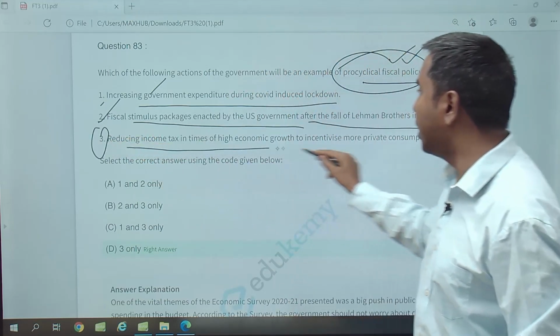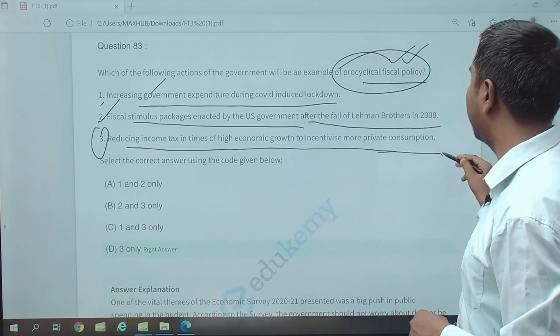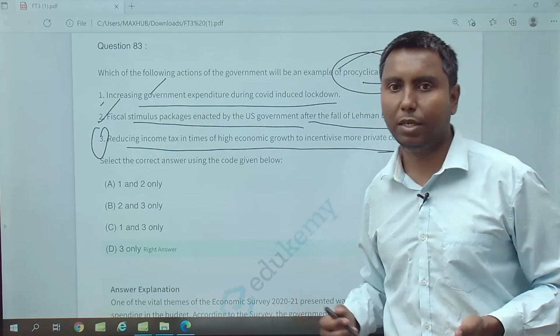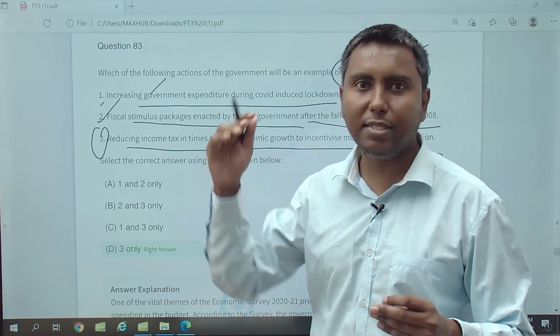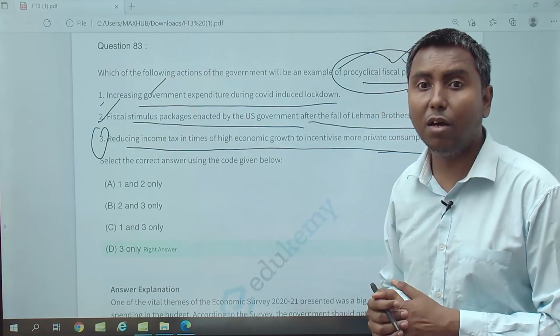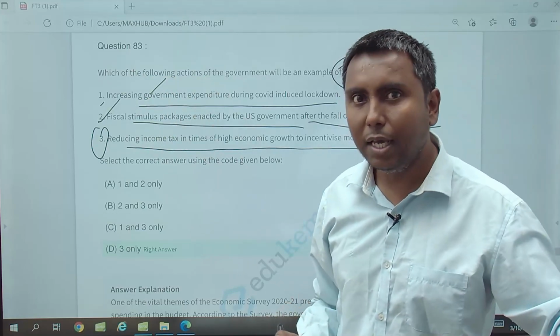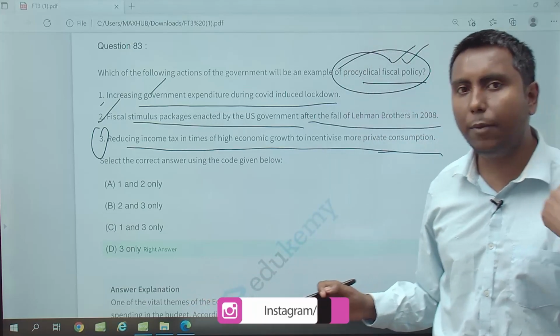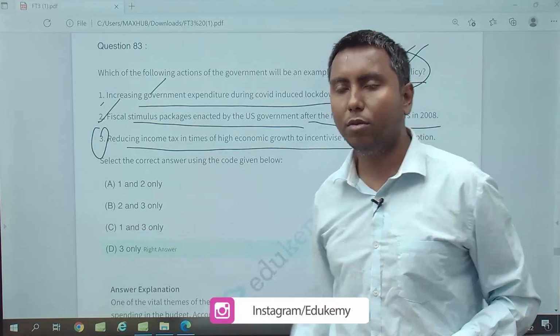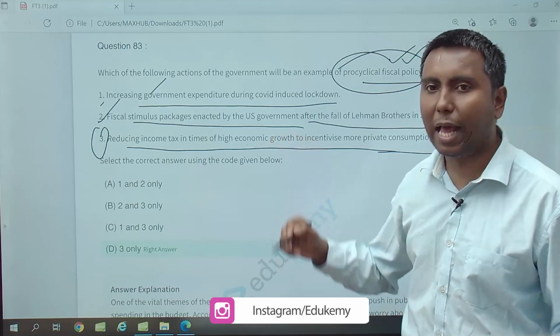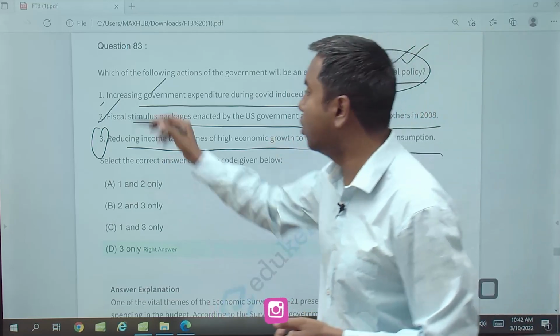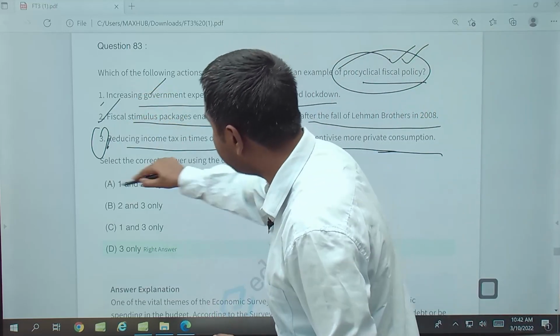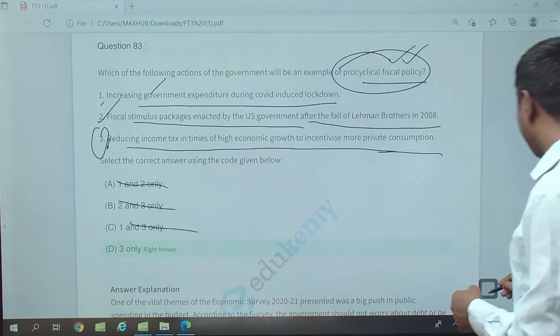Third, reducing income tax in times of high economic growth to incentivize more private consumption. So the third says that there is high economic growth already, and then the government is cutting income tax, so that people will be able to buy more and increase their consumption. So this will add to already high economic growth. Okay, so 3 only will be the correct statement.